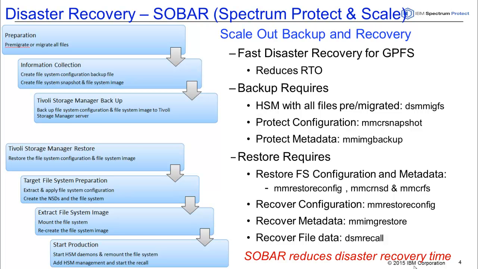If there is a disaster and that file system is corrupted or ruined, you can easily restore it by restoring the configuration files from the Spectrum Protect server, using those files to rebuild the NSDs and the file systems, and then rebuilding the file systems and the file system images, and finally recalling the migrated files that are being stored out on Spectrum Protect.